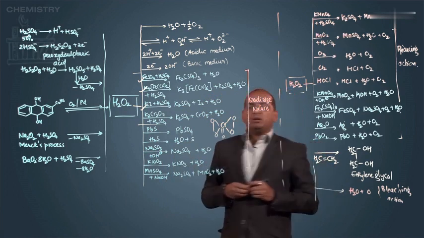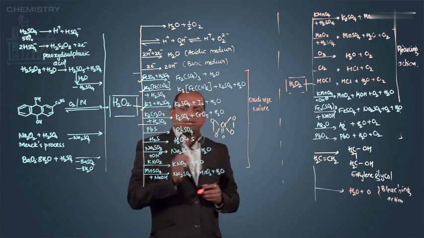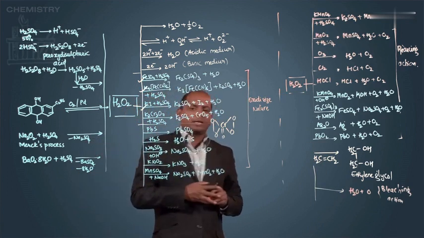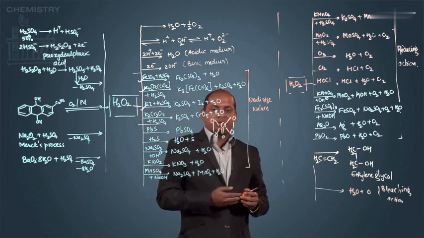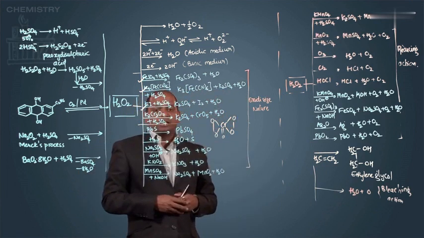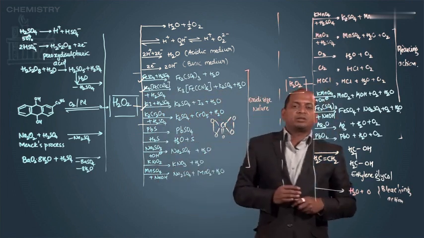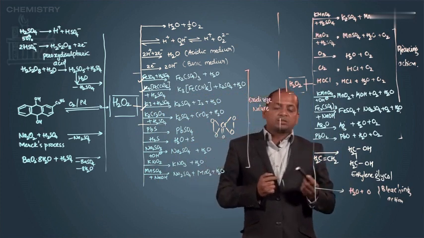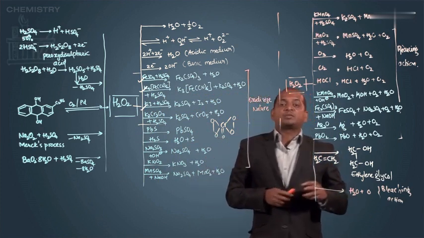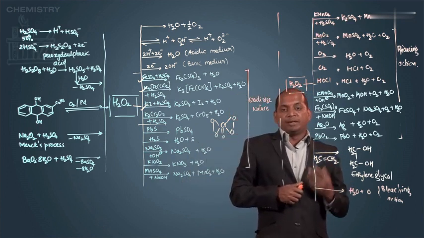Now, as I already said, the oxidation number of oxygen in hydrogen peroxide is -1. So, it can act as an oxidizing agent as well as a reducing agent. These are some of the reactions where hydrogen peroxide acts as a reducing agent. Here also it is irrespective of the medium, though definitely the products obtained depend on the medium.